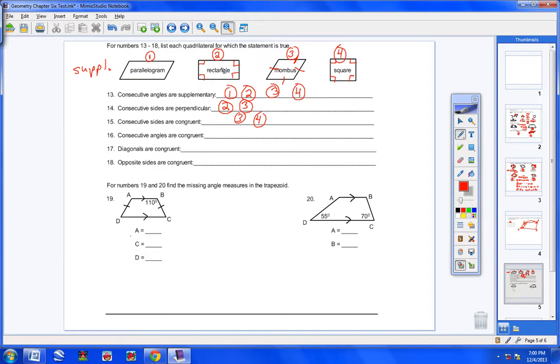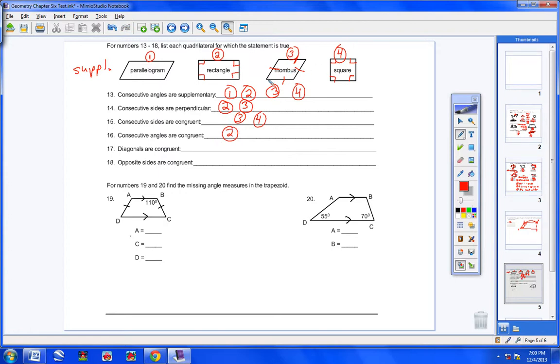But in a rectangle, look at the consecutive angles. This angle and this angle, they're congruent. Consecutive means side by side angles. Or this angle and this angle, they're both congruent. Or this angle and this angle. Or this angle and this angle. So it looks like to me that consecutive angles, or two angles that are side by side, are congruent in a rectangle. Now that wouldn't be true in a rhombus.